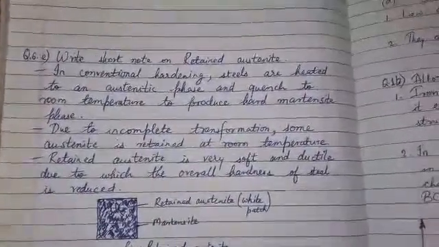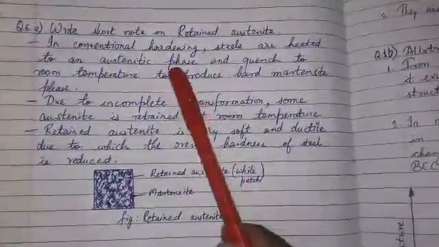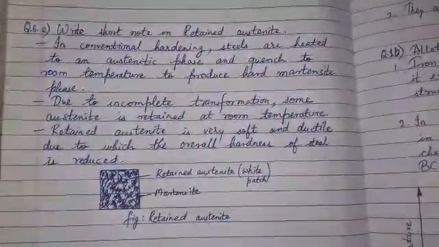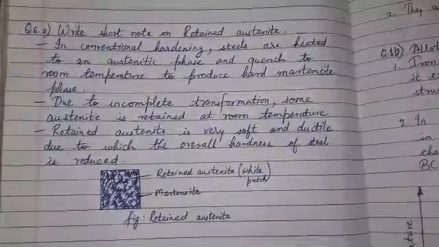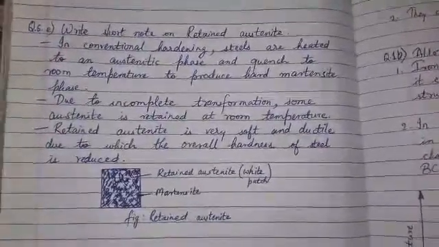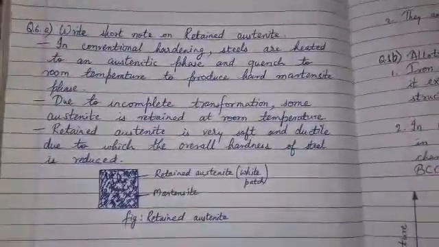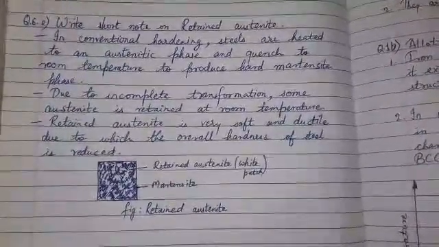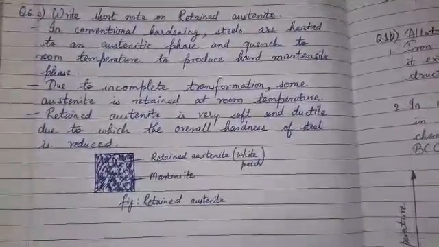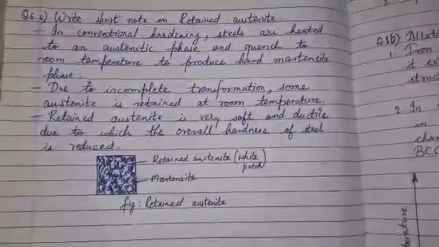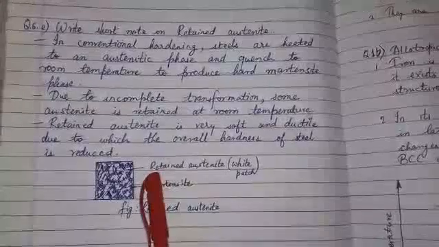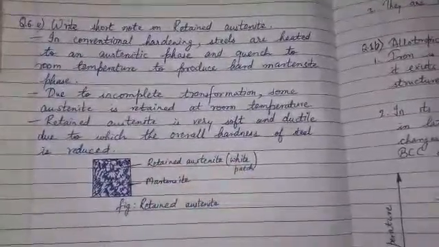Now regarding question number 6E, write a short note on retained austenite. In conventional hardening, steel is heated to an austenitic phase and quenched to room temperature to produce the hard martensite phase. Due to incomplete transformation, some austenite is retained at room temperature. Retained austenite is very soft and ductile, due to which the overall hardness of the steel is reduced. As you can see over here, this is martensite and retained austenite, which is the white patches.